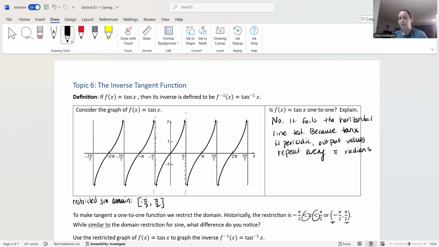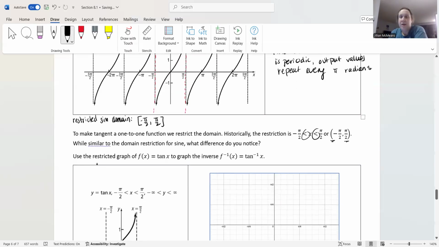And if you use negative pi over 2 is less than theta is less than pi over 2, just make sure you use less than, not less than or equal. Okay? So to make tangent a one-to-one function, we restrict the domain. Historically, the universally agreed upon domain restriction is negative pi over 2 to positive pi over 2. So again, very similar to sine, but not quite exact, okay? Now, with that said, we're definitely looking at quadrants 1 and 4 on the unit circle still, okay?